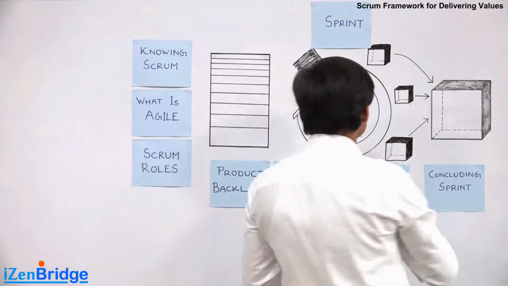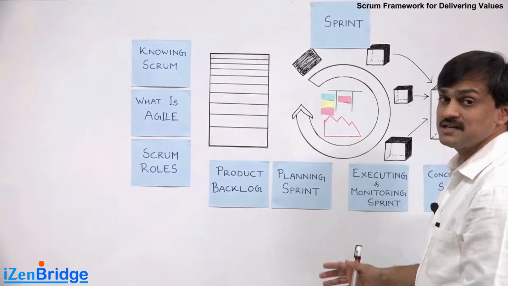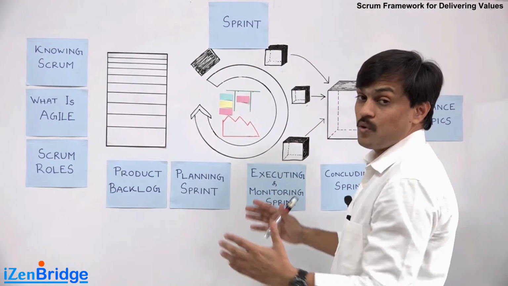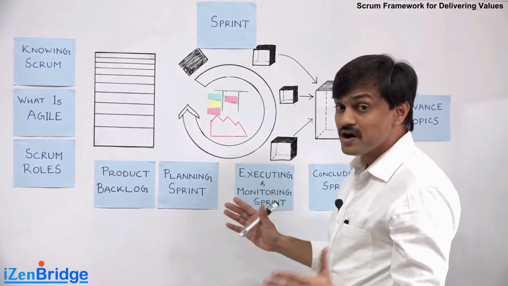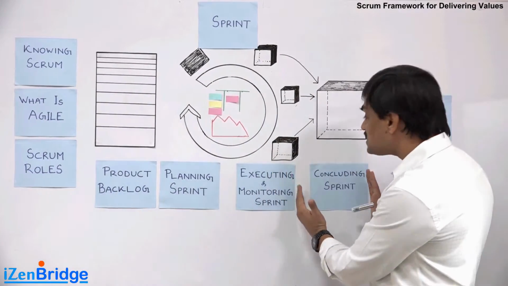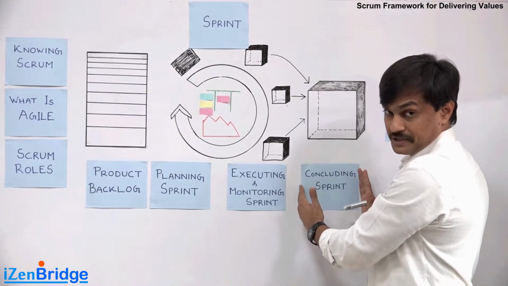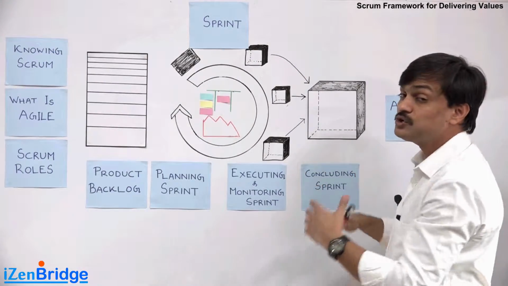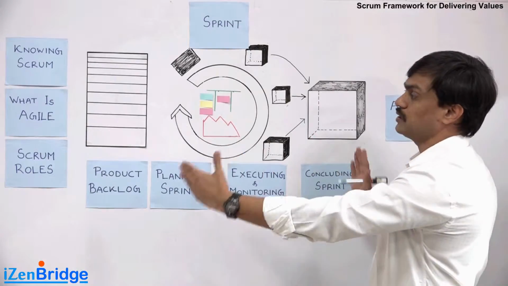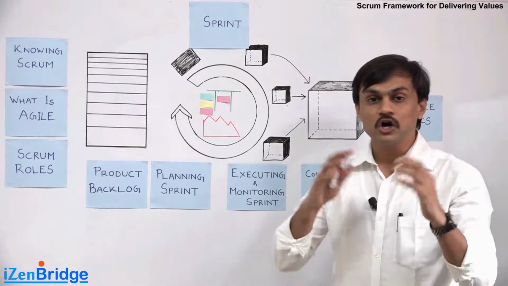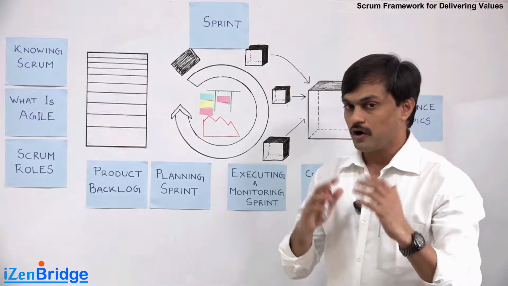Once we are done with executing and monitoring, we need to finish the sprint. It's a time boxed iteration. It gets over when its time box is over. So we get into the final section for this area, which is about concluding sprint. We get into the topics of what we do when we conclude our time box. With all these, you get a good fundamental understanding of Scrum.